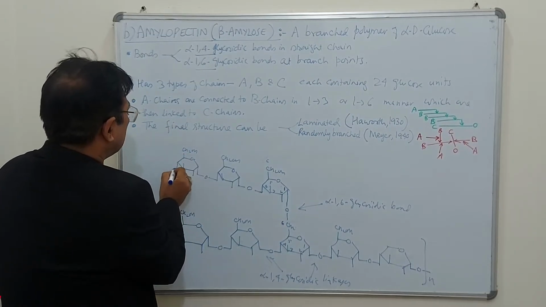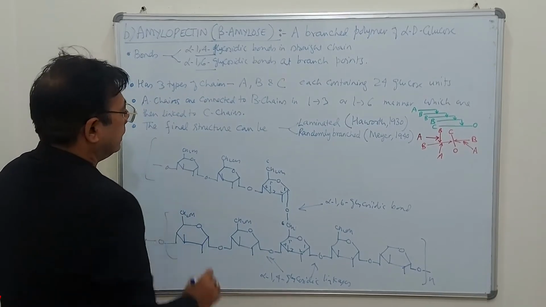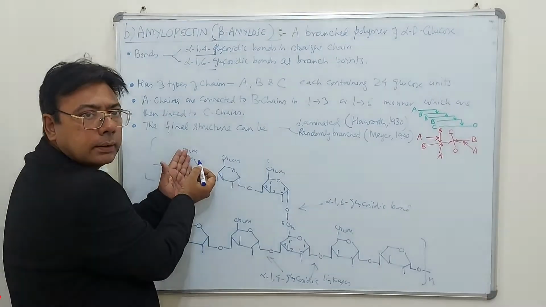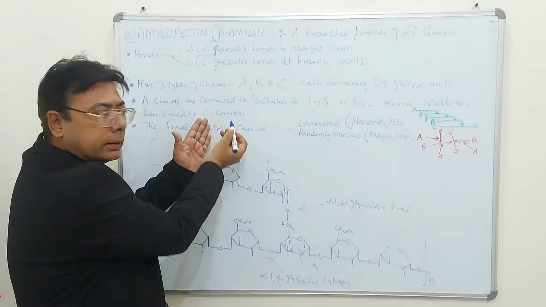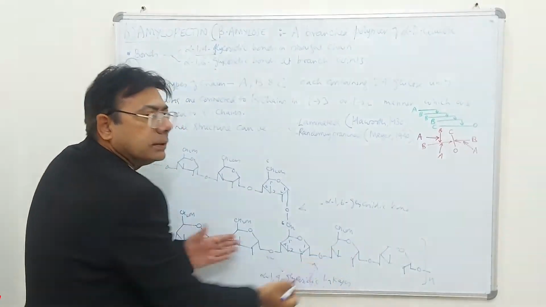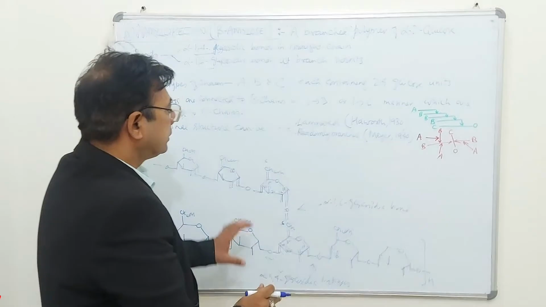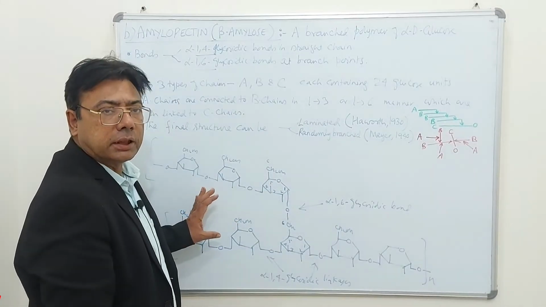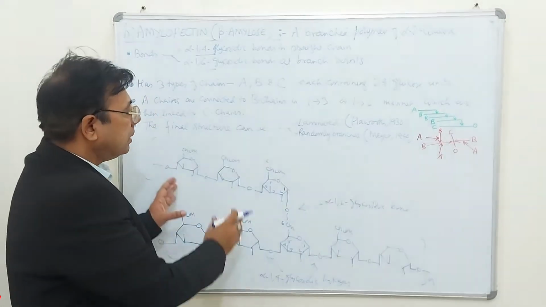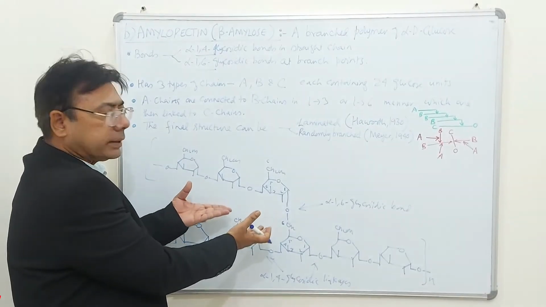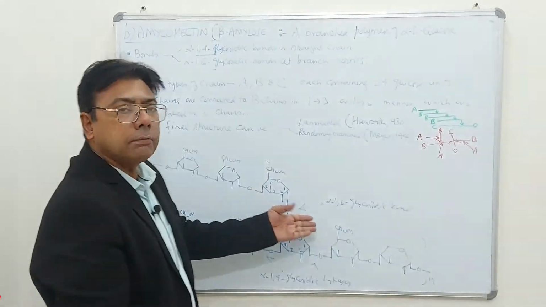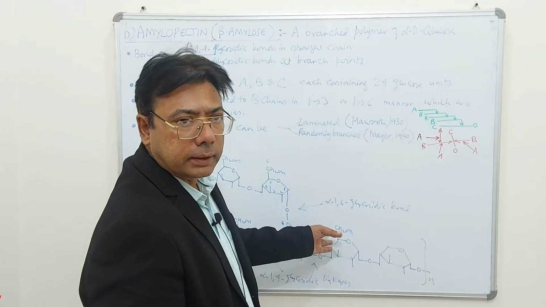Just like you go on adding, and whenever in this chain you can have another branch point, again somewhere else in this you can have another branch point. So these straight chains, each containing 24 glucose units, may be connected through branch points through alpha 1,6 glycosidic linkages.